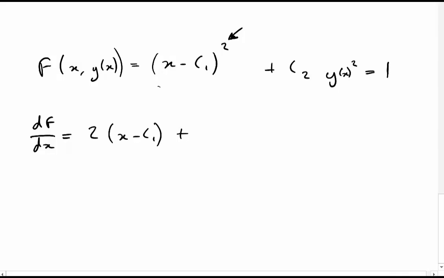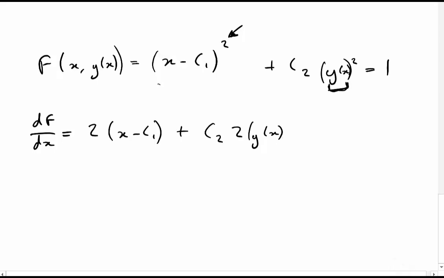Plus then the derivative of this thing. c2 is just a constant. What's the derivative of y squared with respect to x? Remember, y is a function. So it's going to be 2, again just using the chain rule. Leave the inside alone because effectively this is a function inside. So bring down the 2. It's 2, lots of the inside left alone, y of x, all to the power of 1.